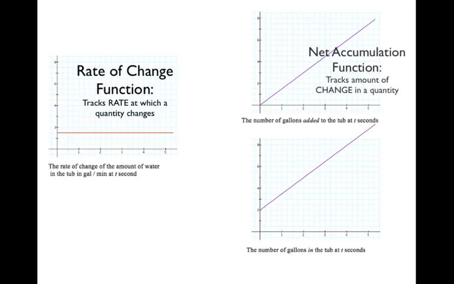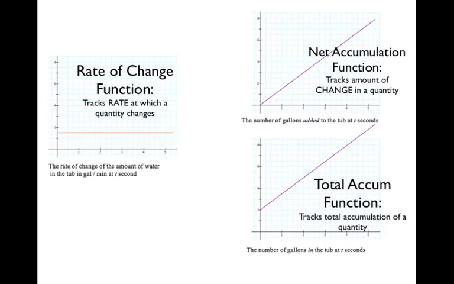And then this one we're going to call the net accumulation function. Net accumulation. This tracks the amount of change, right? So starting from 0, how much did the quantity change? And that's what we're saying here, number of gallons added. That's how much the gallons changed since we turned on the faucet. And then this last one we're going to call the total accumulation function. That tracks the total accumulation of a quantity, including what you had to start with, right? What you had to start with.